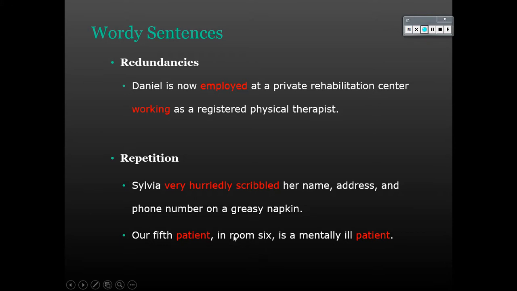Our fifth patient in room 6 is a mentally ill patient. That's very clearly and obviously repetition. So our fifth patient in room 6 is mentally ill.